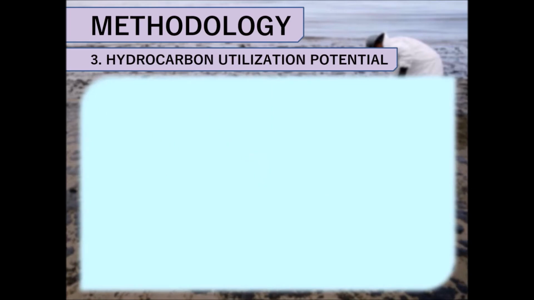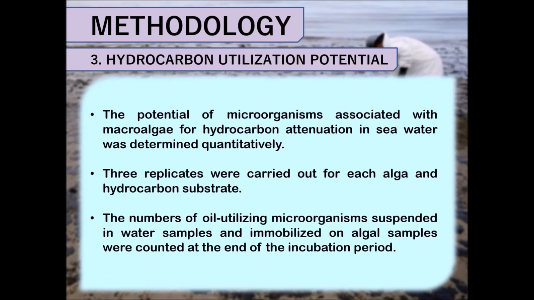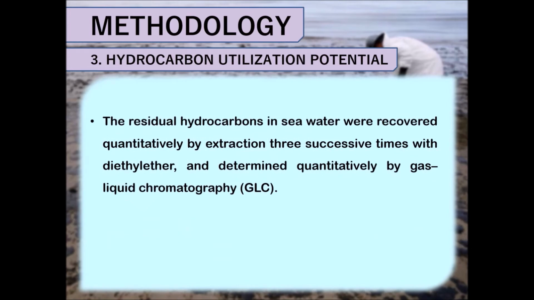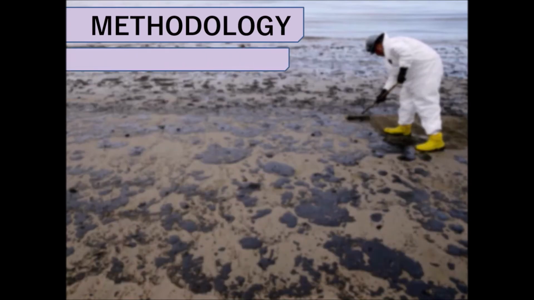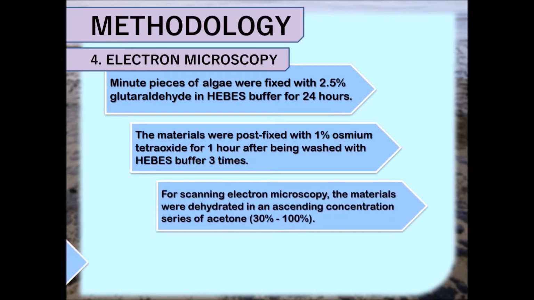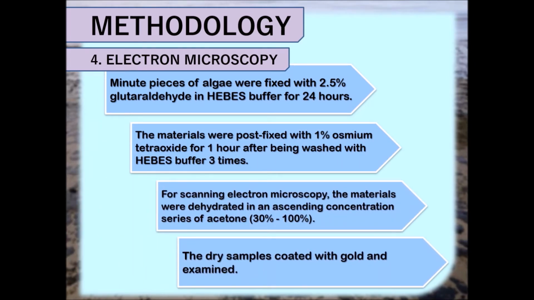The third method that was done was the hydrocarbon utilization potential. The potential of microorganisms associated with macroalgae for hydrocarbon attenuation in seawater was determined quantitatively by liquid gas chromatography. The final procedure in this research was the electron microscopy. For scanning electron microscopy, the materials were dehydrated in an ascending concentration series of acetone, from 30% to 100% concentration. The dry samples were coated with gold before finally being examined.